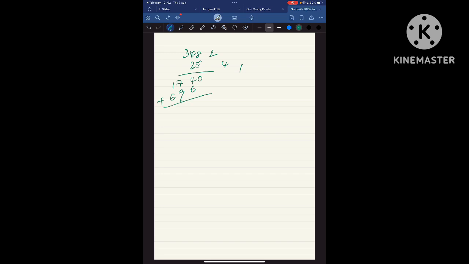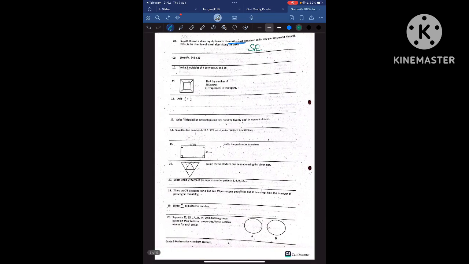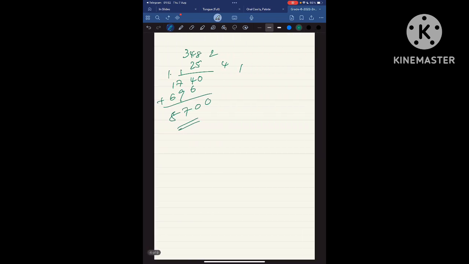Now add all together. 9 plus 1 is 10. 10 plus 7 is 17. 1 remaining. 6 plus 1 is 7. 7 plus 1 is 8. 8,700. I'll tell you one easy method to do this one.